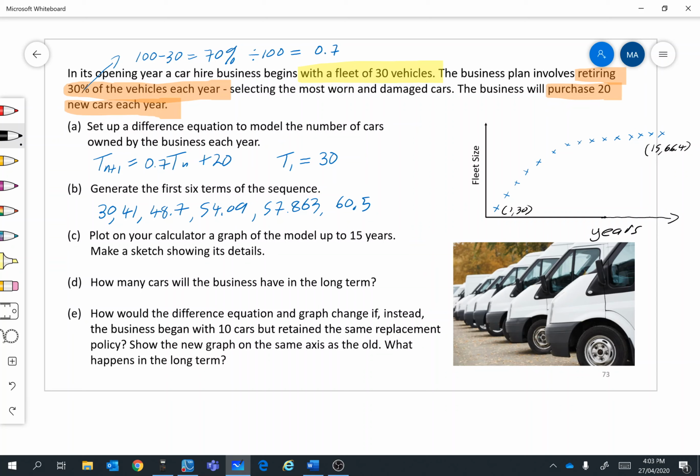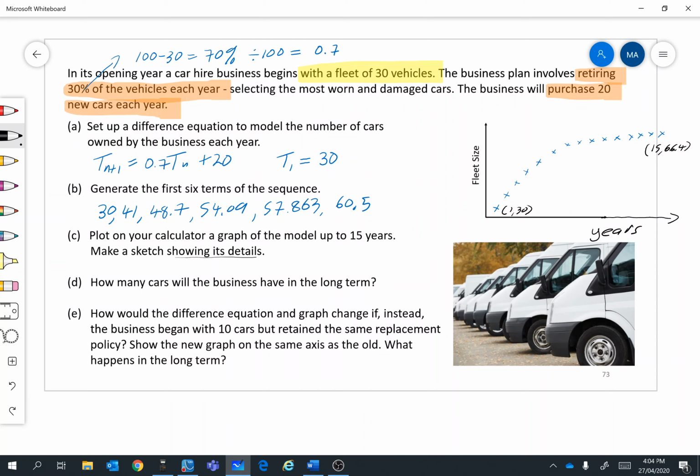When they're saying showing its details, I suppose that we just really need to show those 2 data points and the shape, make sure our axes are labelled. But also, like I mentioned before, we want to show what the number of cars is tending to in the long term. Okay, so we'll put that in a moment. Let's actually figure out how many cars this business will have in the long term. Well, we can see from the graph that it's tending towards 67. It's never quite going to get there.